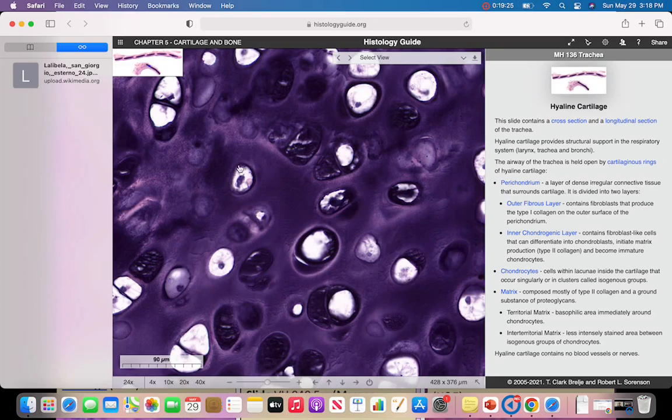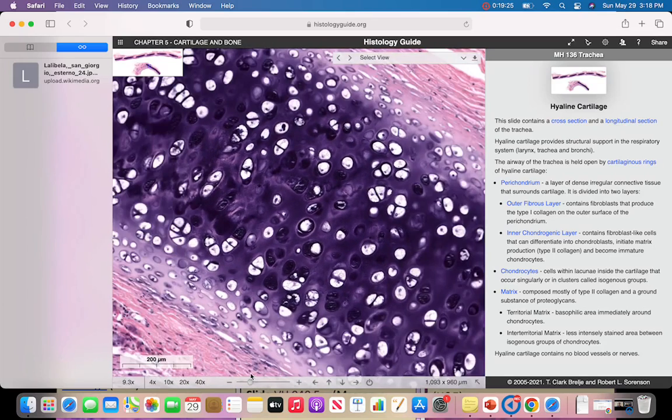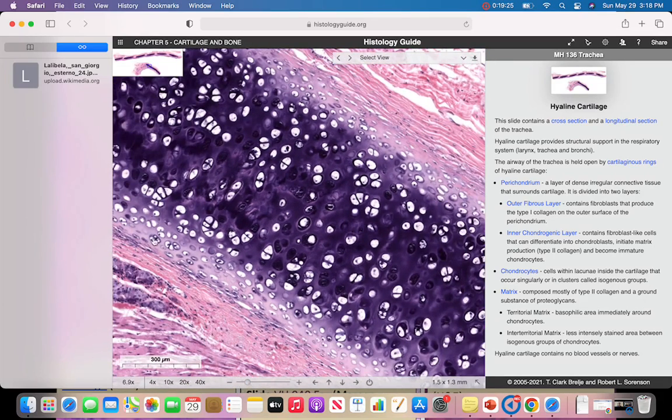The territorial matrix appears darker, but the interterritorial matrix appears lighter, and it's due to the amount of proteoglycans. There are more proteoglycans in the territorial matrix. That's why it appears darker. So tracheal cartilage is surrounded by perichondrium.